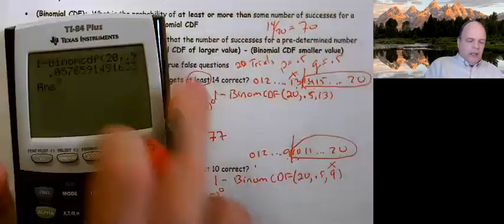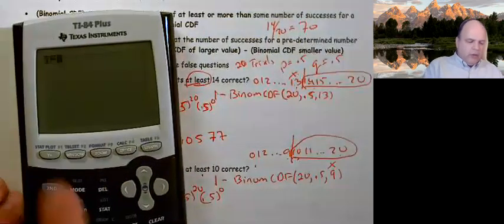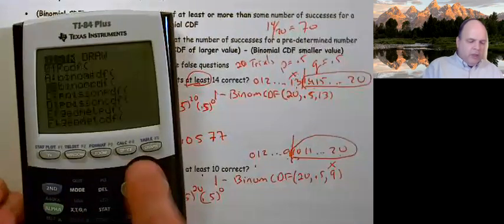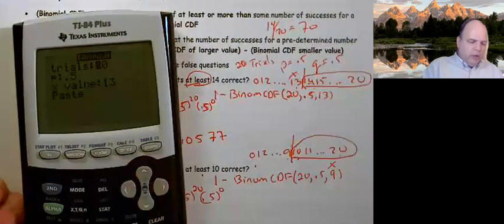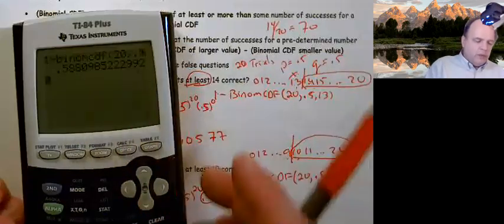We go to the calculator, and we're going to use the calculator commands. So 1 minus second vars binomial CDF 20, P is 0.5, X is 9, and we get 0.5881.